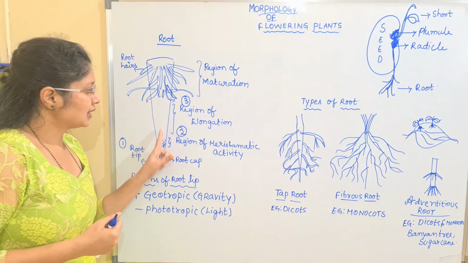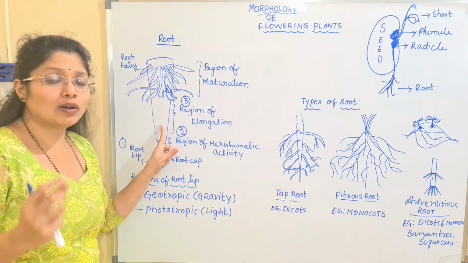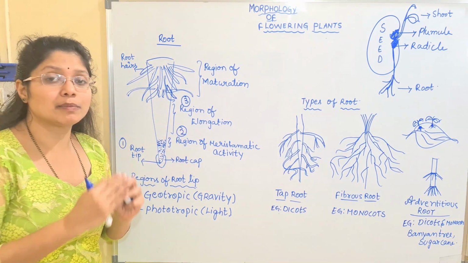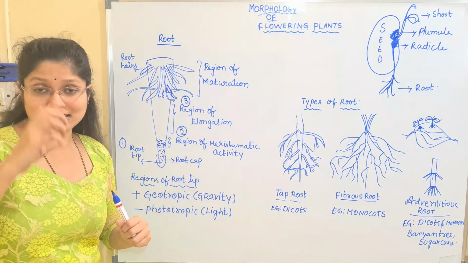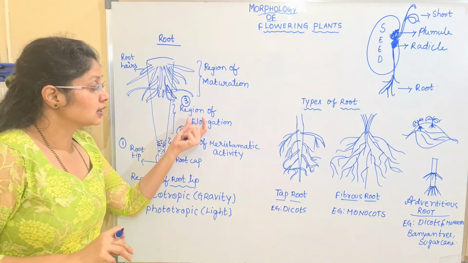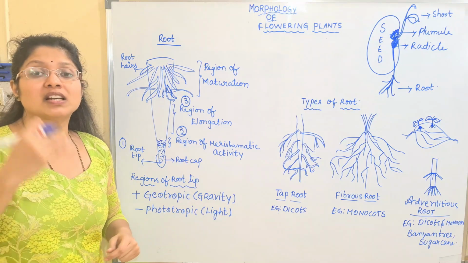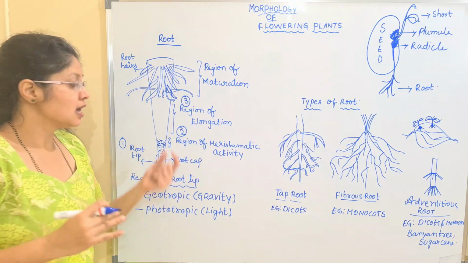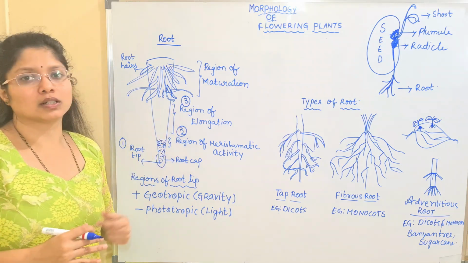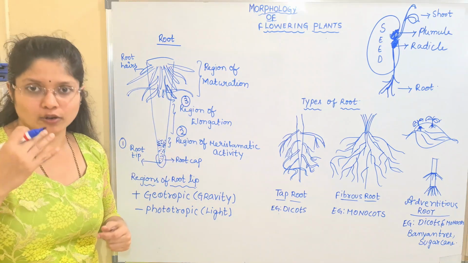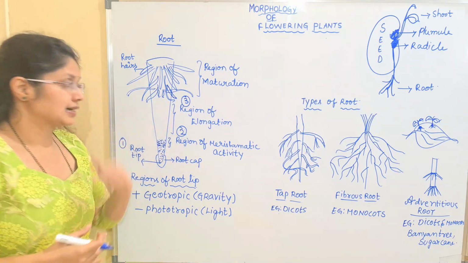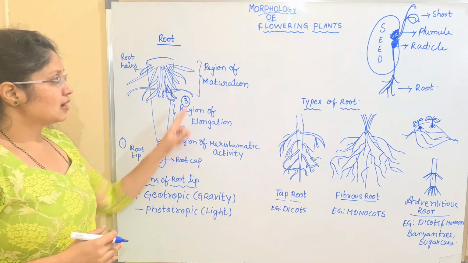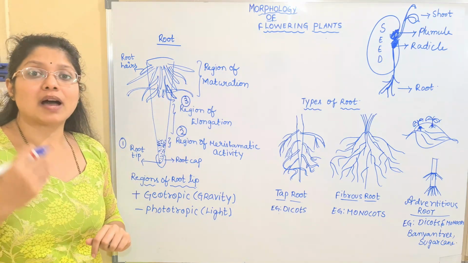What will happen in the third region, children? All the cells which are produced will be elongated. The cell size will be increased in the third region, which is said to be the region of elongation. Whatever cells are produced in the second region will slowly move on to the third region, the region of elongation. All the cells are elongated here. Then, what is the last part? We have the region of maturation.